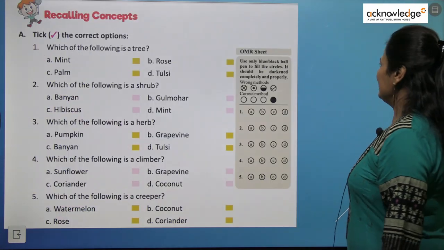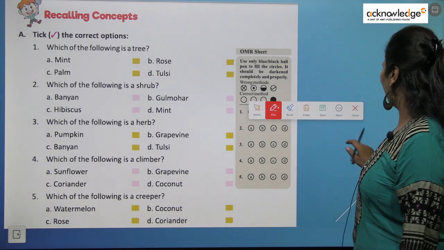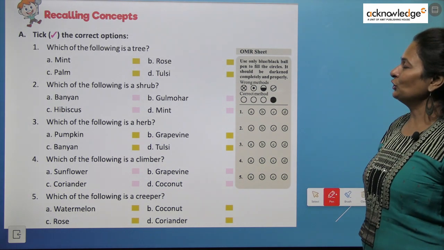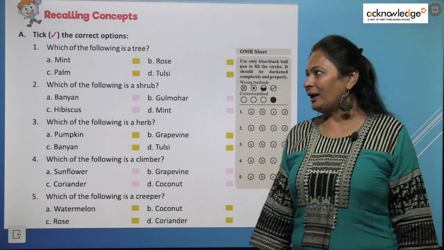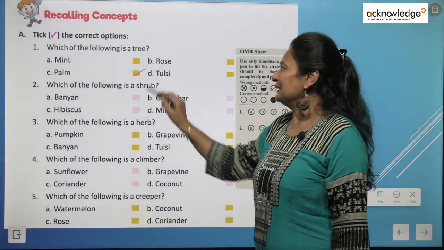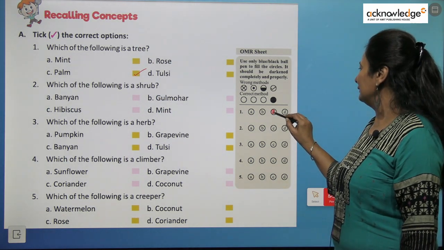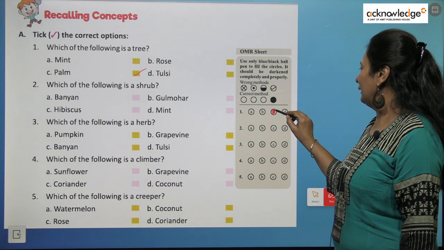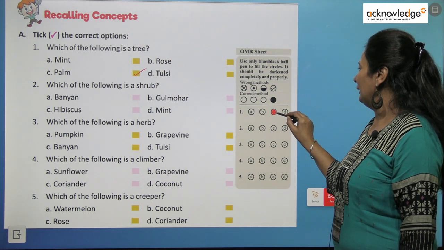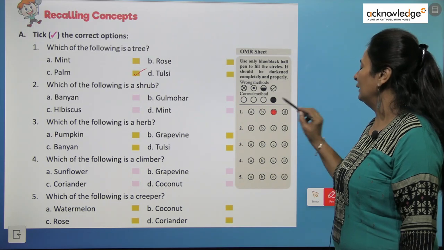So let's do the exercise. Recalling concept. First is to take the correct option. Which of the following is a tree? Can you tell me? Very good. It is palm tree. Also fill this circle, C option here. Fill this. One I have done for you. Rest you all need to fill.